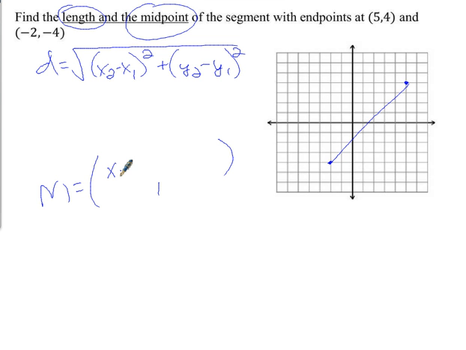So this one is the one that you're adding together. x1 plus x2 over 2, y1 plus y2 over 2. Remember last time I wrote it x2 plus x1. This time I'm writing it x1 plus x2. As long as you're adding them together, you can add in any order you want, so this is legal to write. Notice the difference between the two. This one has square root and a bunch of squares. This one is an ordered pair, and you're averaging the x's and the y's.